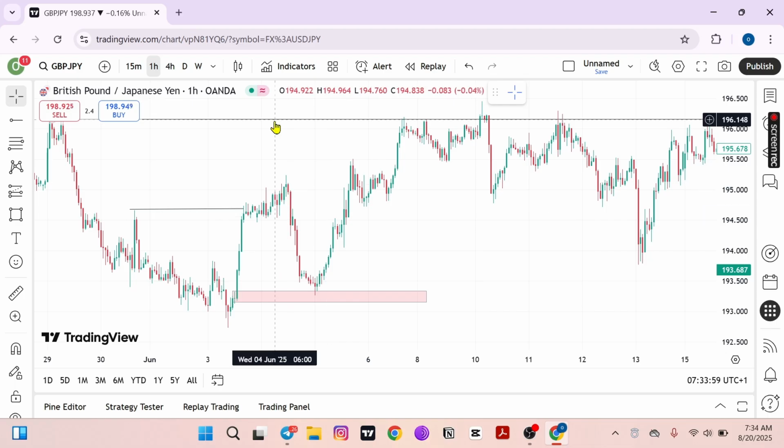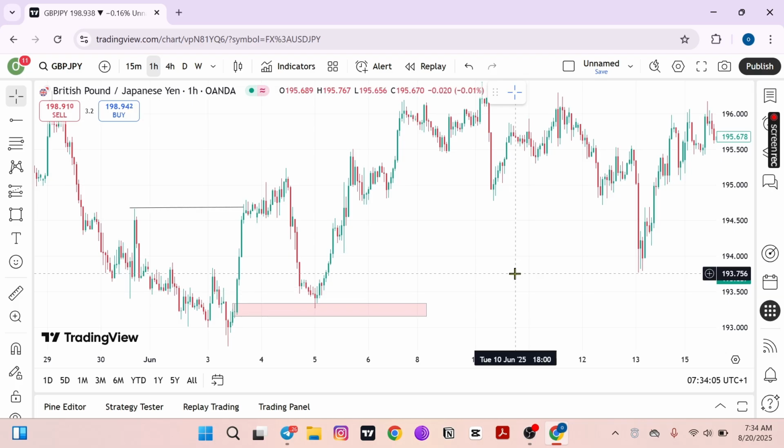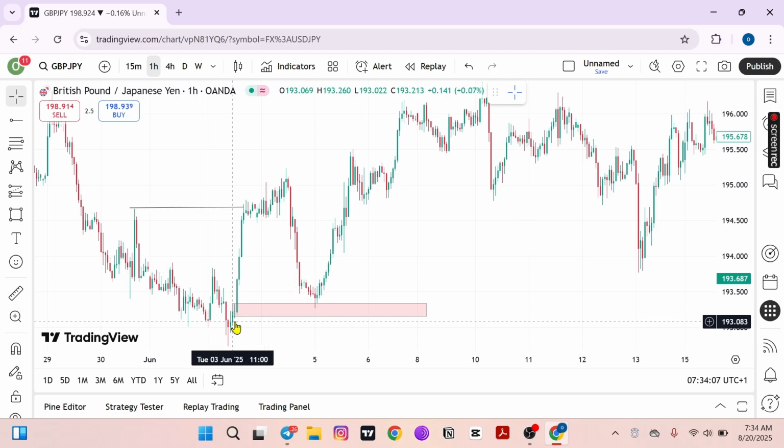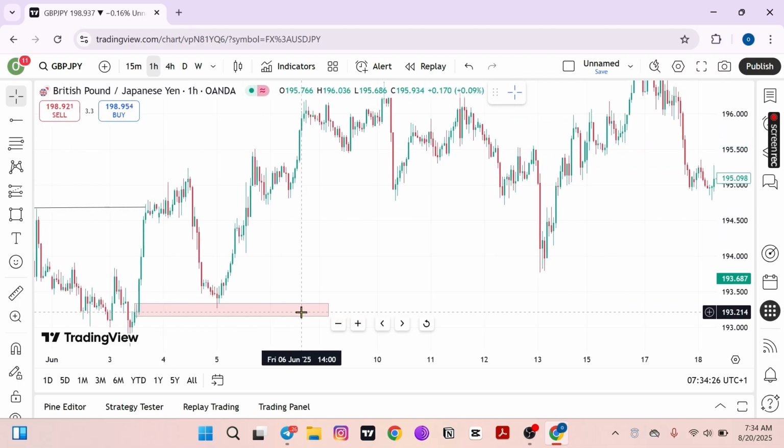Easy, easy. Now, most of you might be saying, how do you even draw this supply and demand zone? Now, the last candle before an impulse move, okay, as you can see, this was the last candle before an impulse move in the chart. That is what you need to be focusing on when you want to draw your demand or supply zone, right? So guys, let's look for more examples.